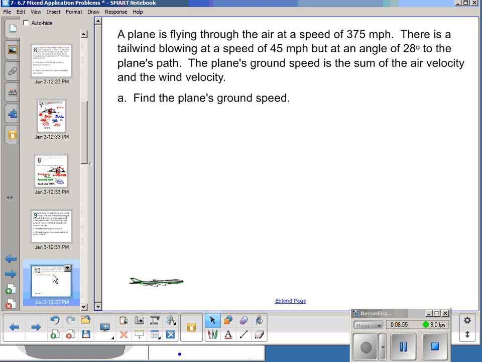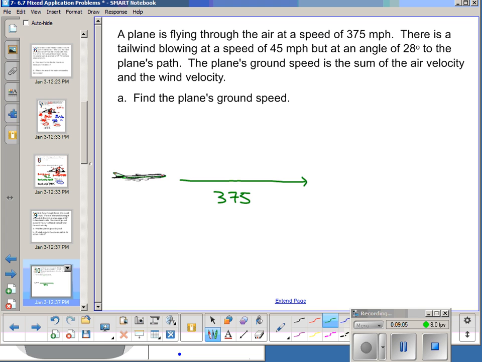So my problem is, here's my plane. My plane is flying forward, but it is going by 375. And so my speed can be seen as the magnitude of my vector. So there's my plane vector. The wind vector is coming from behind, so it's going in the same direction as the plane. It's not a headwind, it's a tailwind, so it's coming in the same direction but a little bit off. And that vector is 45 miles per hour. So that's its magnitude, and the angle in between these two is 28 degrees.